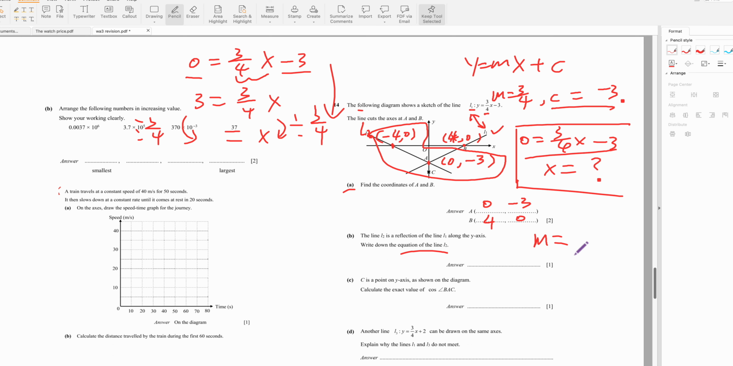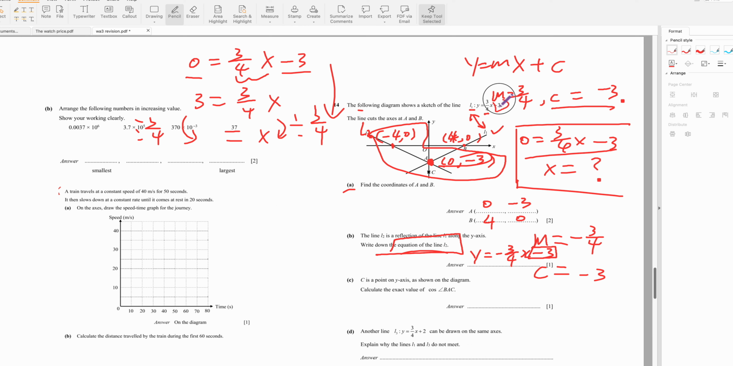Okay, so the gradient is negative 3/4, but they want the equation of the line. Equation means y equals something. So the c equals negative 3. So y equals negative 3/4 x minus 3. Correct. Then isn't it the same equation? No, it's different, just negative because it's behind. So it's not the same equation. But of course they have the same intercept.